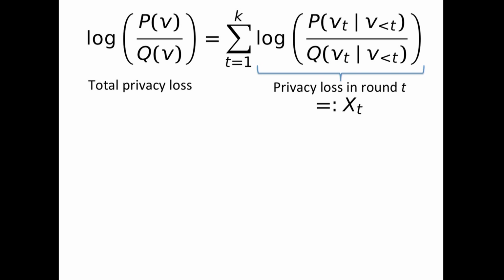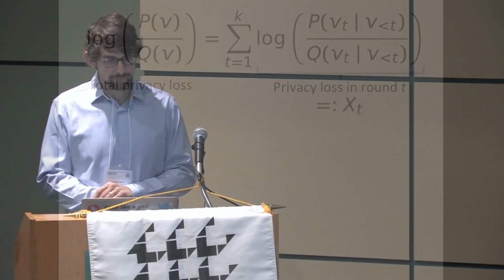And you define it similarly as the probability that the output is v sub t under p, divided by the probability that the output is v sub t under q. And you have to condition on the previous rounds. But intuitively, this is just some syntactic trick to write it as a sum of many random variables to capture this random walk behavior. So we can write the total privacy loss as a sum of local privacy losses, as a sum of the privacy loss in each round.